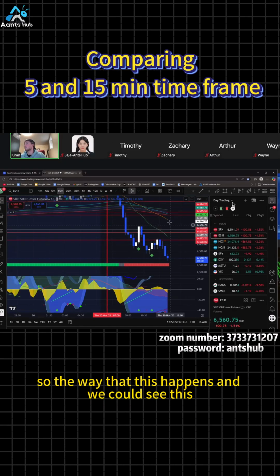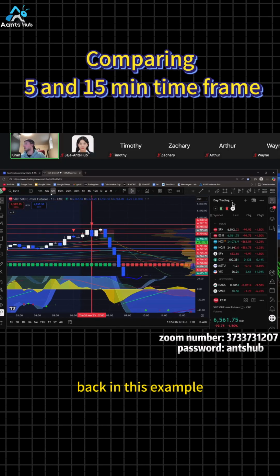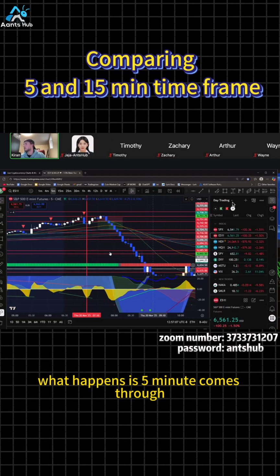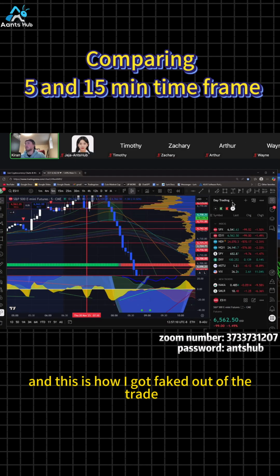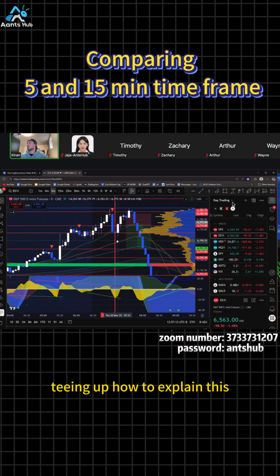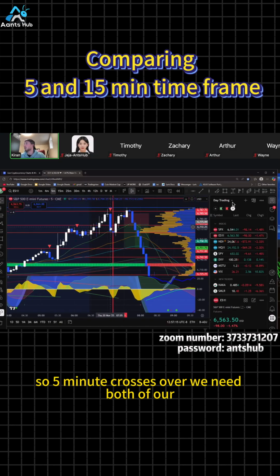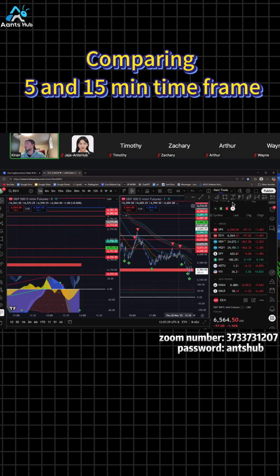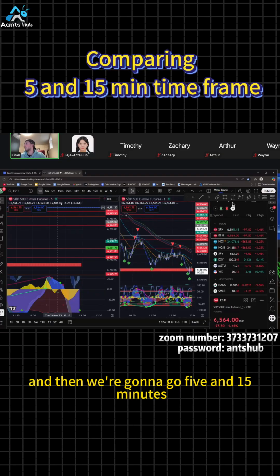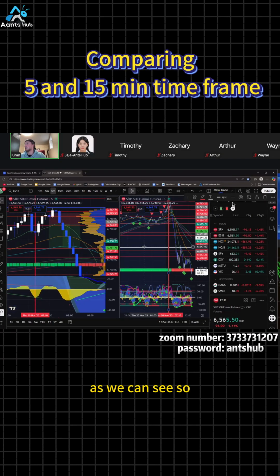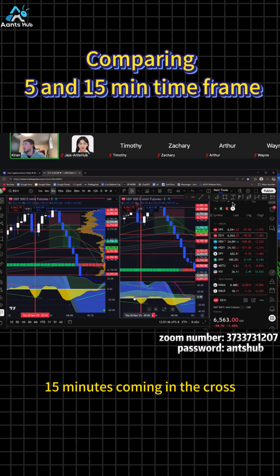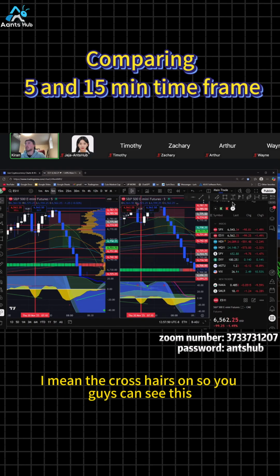So the way that this happens, we can see back in this example. The 5 minute comes through, and this is how I got faked out of the trade. This is actually going to be a really good way of teeing up how to explain this. So 5 minute crosses over. We need both of our charts, there we go, and then we're going to go 5 and 15 minutes. So as we can see, set this up. 15 minutes coming into cross. I need the crosshairs on so you guys can see this.